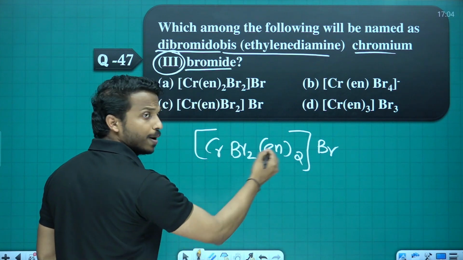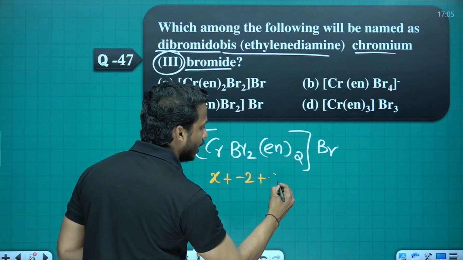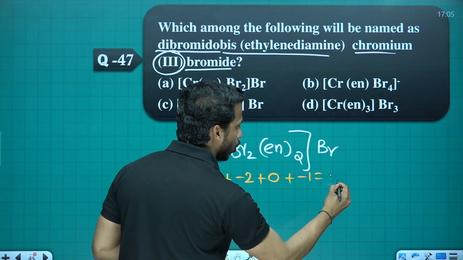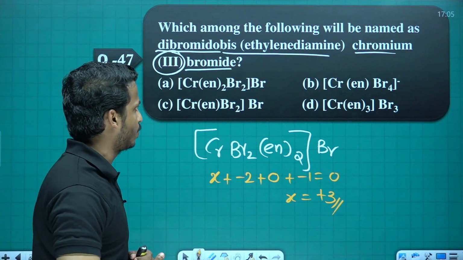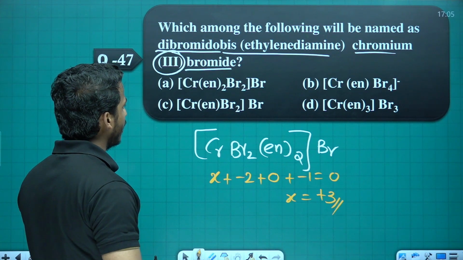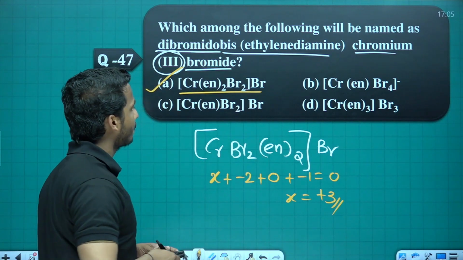Okay. So as per now, let me write chromium X, 2 bromine -2, En 0, 1 bromine. Overall, yes, we are getting actually +3. So no need to make any adjustment. So where is this complex? Cr, En twice, Br twice, Br. Option A is correct, right, my dear?